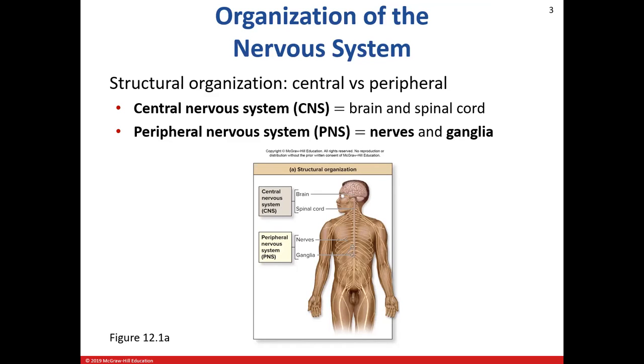Now, the peripheral nervous system, or the PNS, involves the nerves and the ganglia. So anything that comes off of the spinal cord, and I guess including the brain when you get to cranial nerves, those are all part of the peripheral nervous system. And we'll talk about what ganglia are in just a few minutes.